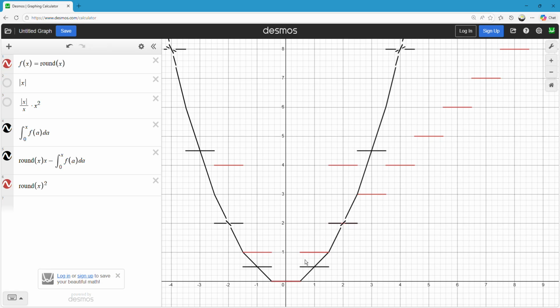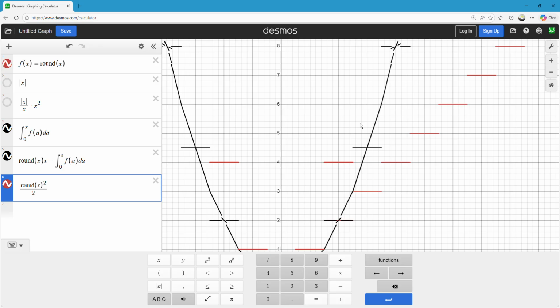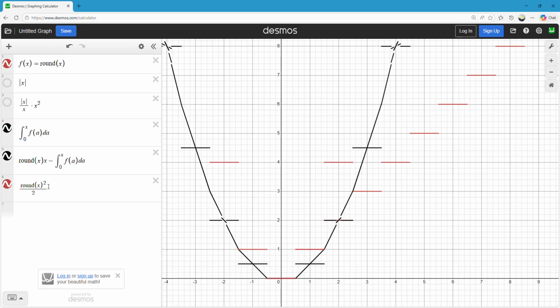So anyway, that would be right because it'd be divided by 2. Well, that would be right. I'm trying to think of how I solved this in the first place. So that would be the correct answer.